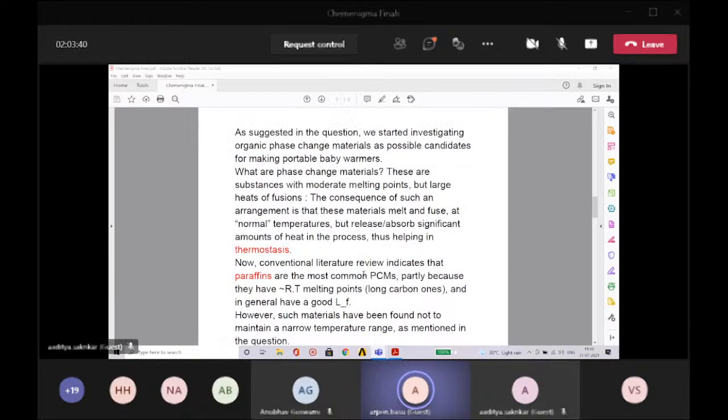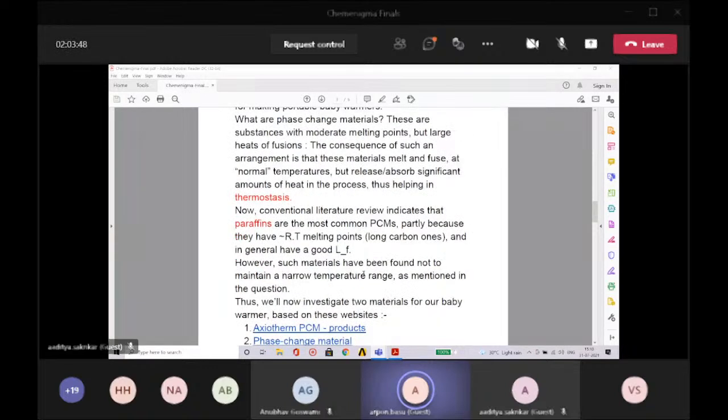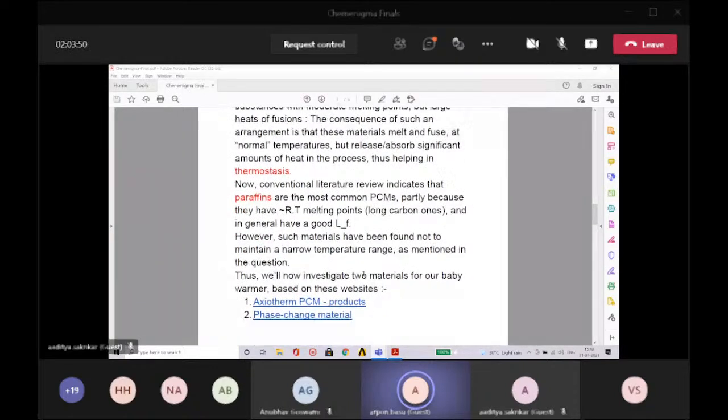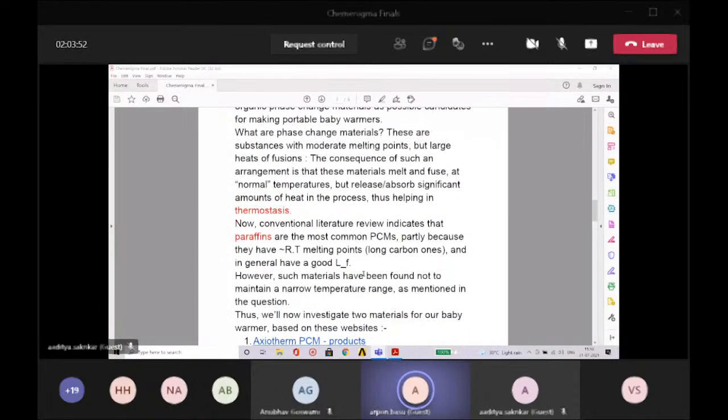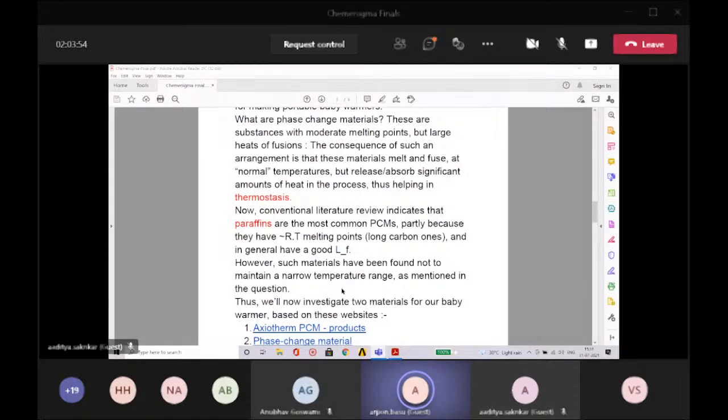Then we moved on to other organic possibilities. There were quite a few inorganic possibilities too. The other organic possibilities we obtained were uric acid and something called ATP36. There is a company which commercially sells these PCMs. We have given the links for both of them here. You can check it out.